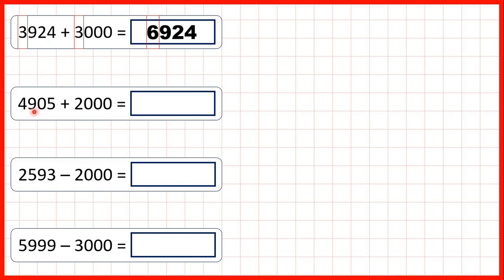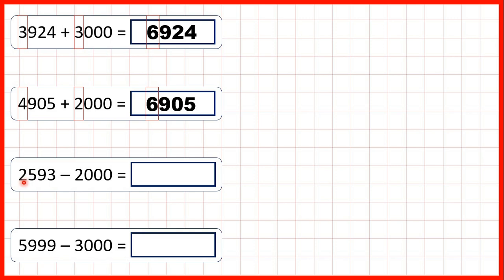Now, 4,905 plus 2,000. Again, we can highlight our thousands digits, and 4 plus 2 is 6, so our answer is 6,905, because we weren't adding any hundreds, tens, or ones, so these digits stay the same in our answer.